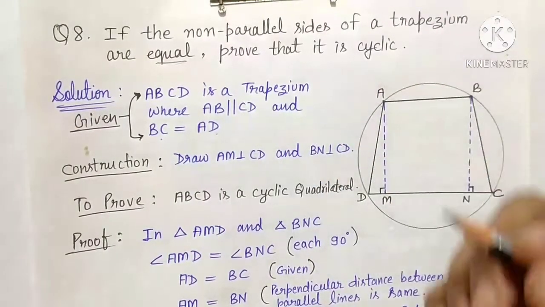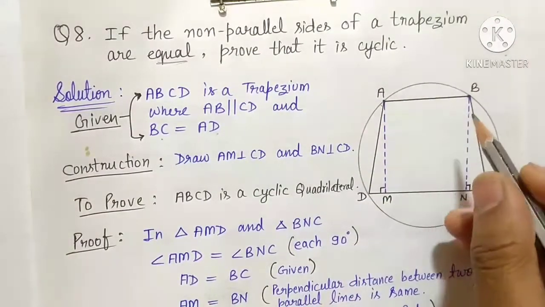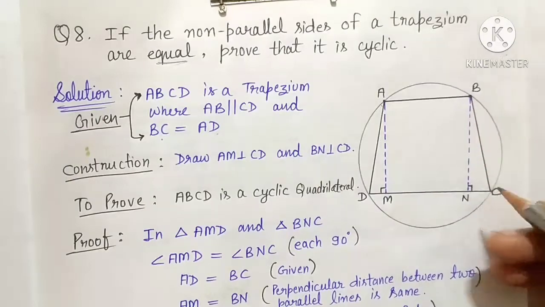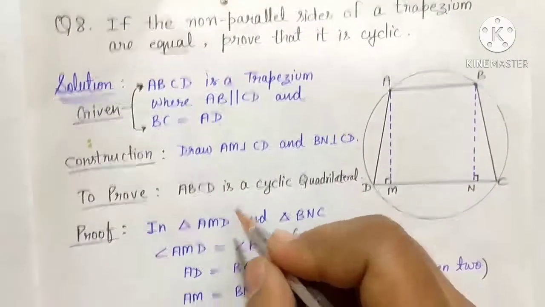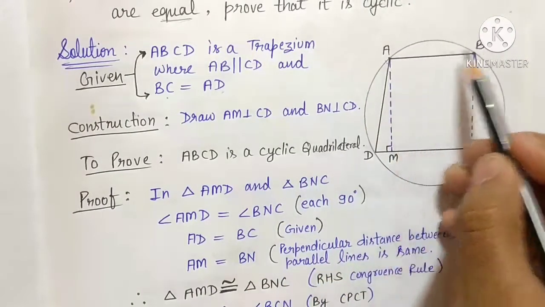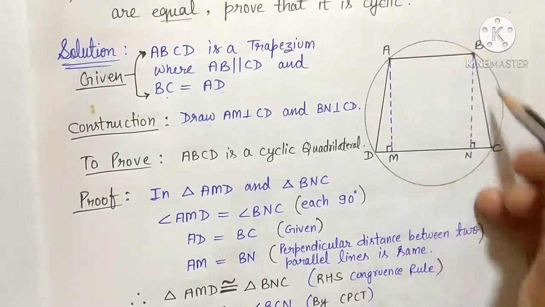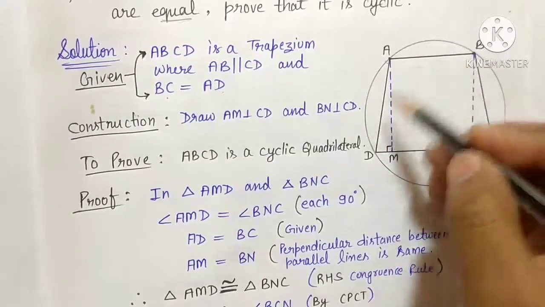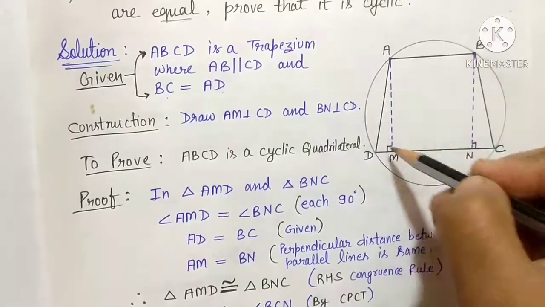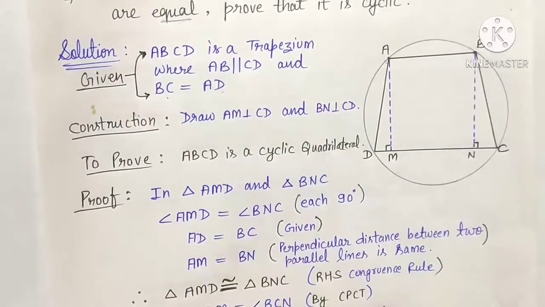Now we are doing a little construction. We are drawing AM perpendicular to DC, and BN is also perpendicular to CD. We have to prove that ABCD is a cyclic quadrilateral. I have drawn the circle before, but remember we have to prove that the vertices of this trapezium are lying on this circle. So let's prove it.